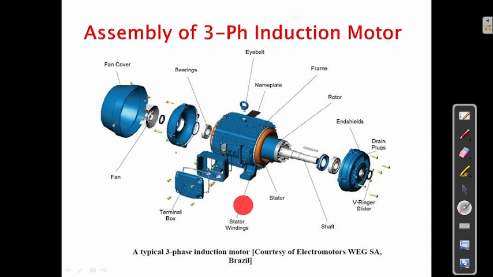Here you can see this is the stator winding, and this is the stator, and here it is the rotor, and this is the shaft. This is an end seal, and this is a drain flux, and this is the V-ring slinger. See, we connect the driving end over here; that is where the mechanical movement is connected. This side is the non-driving end, so we just connect the fan. These are all about the three-phase induction motor. Thank you.